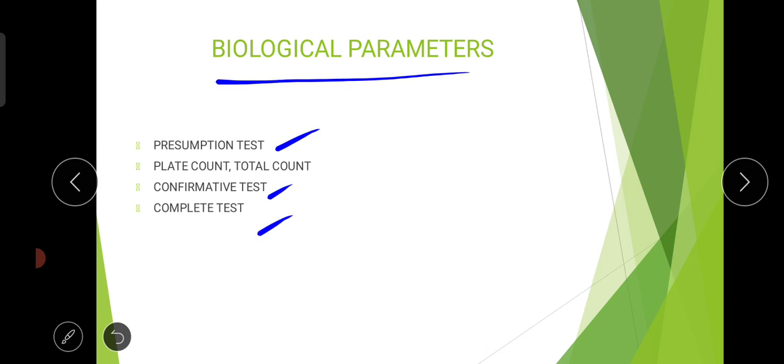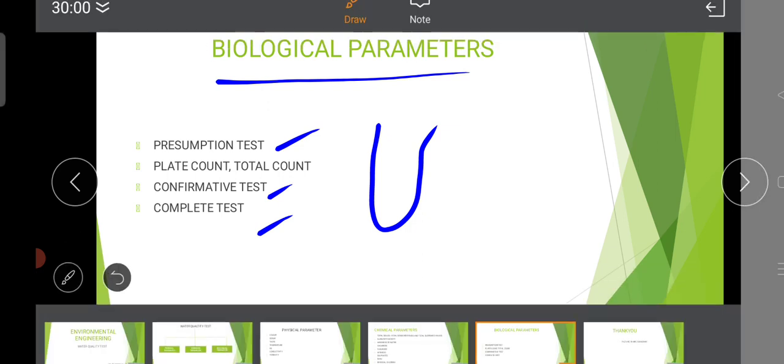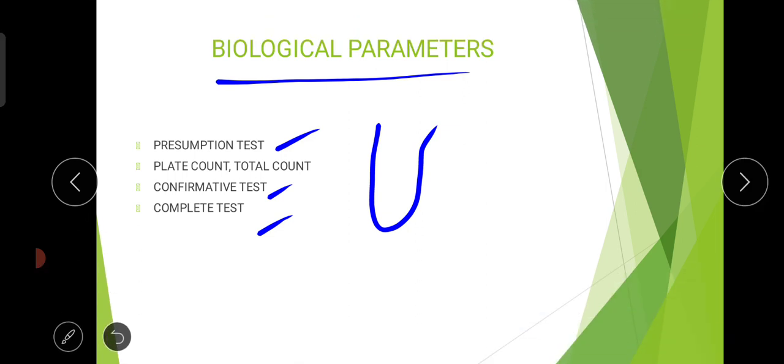What is the presumptive test? We have to take lactose broth in a test tube, and add the sample, whatever water we want to judge, about 2 to 3 drops in that particular lactose broth, and incubate for 24 to 48 hours at a temperature of 44.5 degrees centigrade. If there is an evolution of bubbles, that is gas formation in the lactose broth, then we can say that coliform may be present in this particular water sample which we have taken.